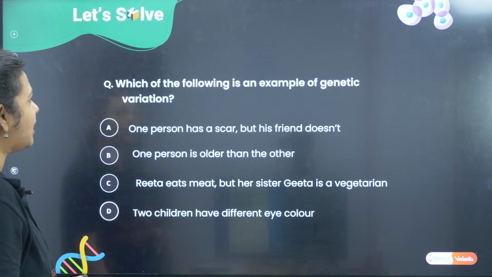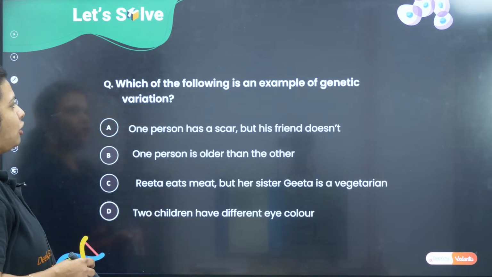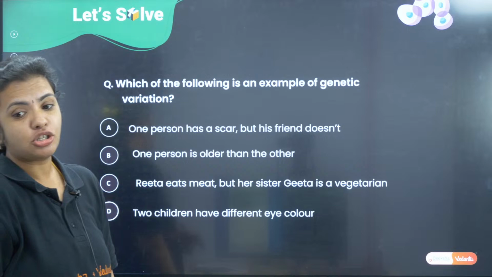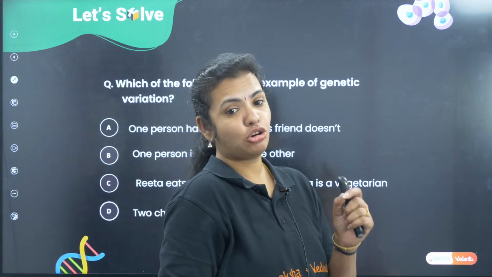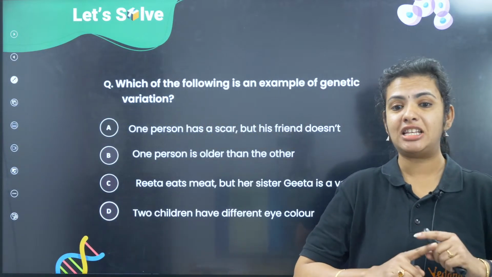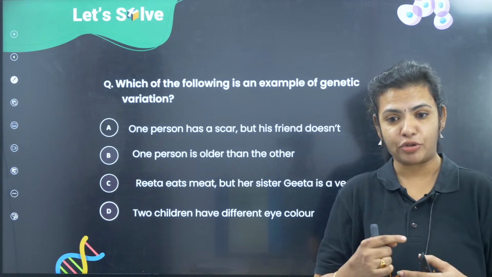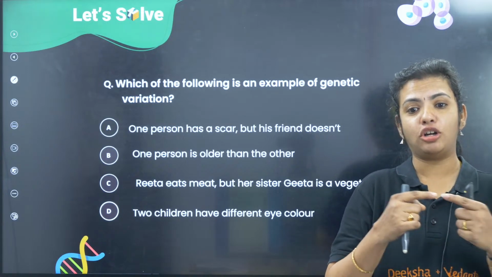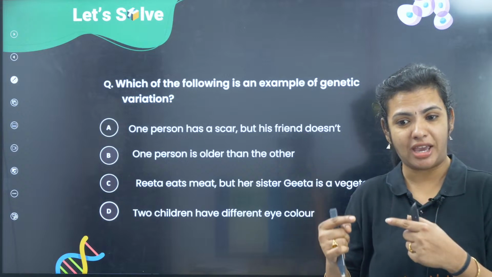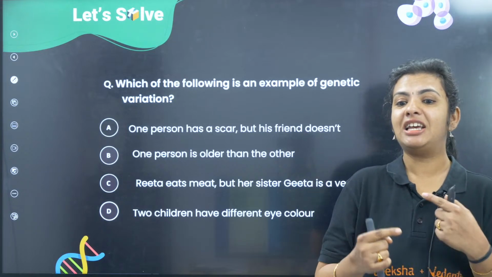Okay, so which one of the following is an example of genetic variation? So yesterday we discussed genes and chromosomes. When there are genes and chromosomes, there is mixing of characteristics. I am going to have a lot of variation. When there is increased variation, there is increased evolution.